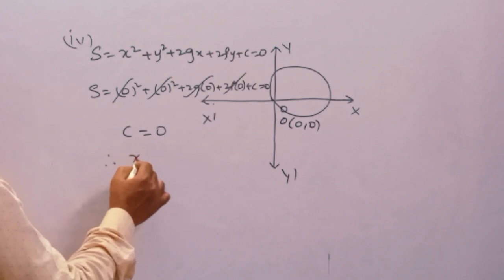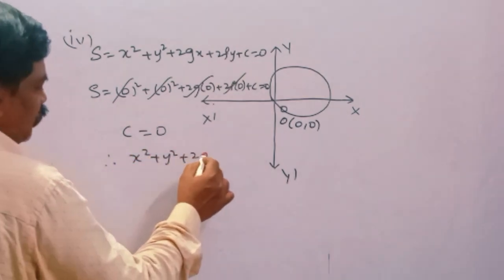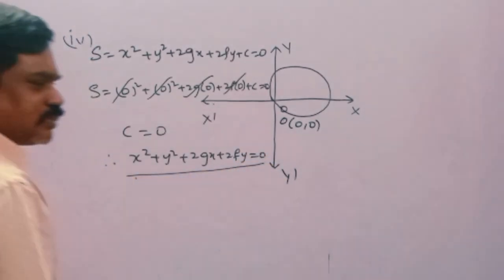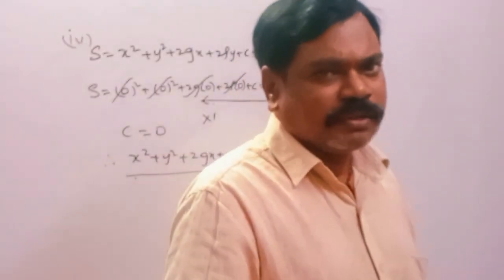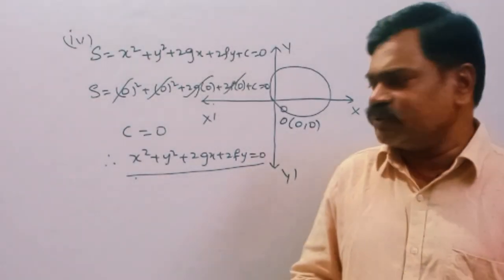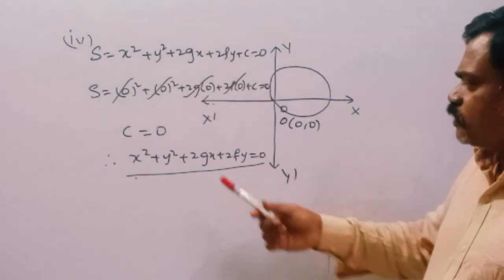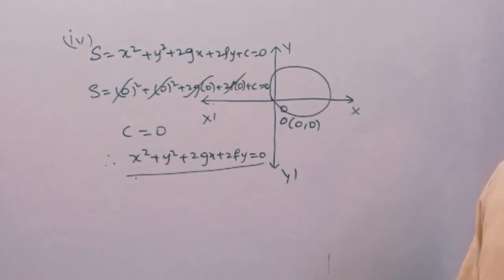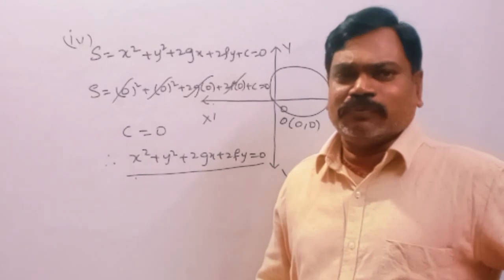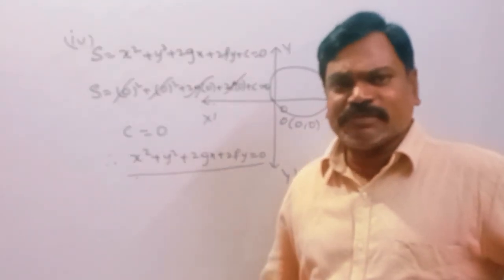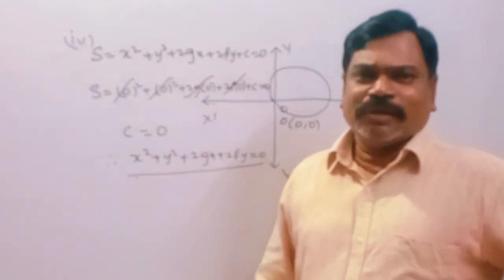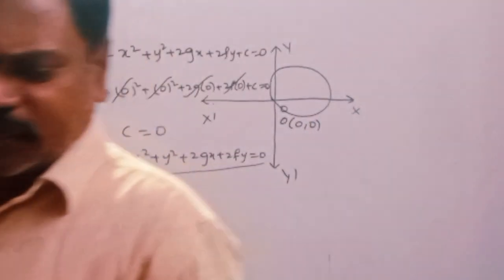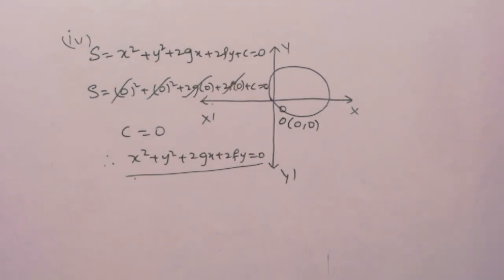Then the circle equation is x square plus y square plus 2gx plus 2fy is equal to 0 when the circle passes through the origin. That means the constant is equal to 0. When the constant is equal to 0, it means it passes through the origin. It passes through the origin means there is no constant. So we say that is the circle equation.